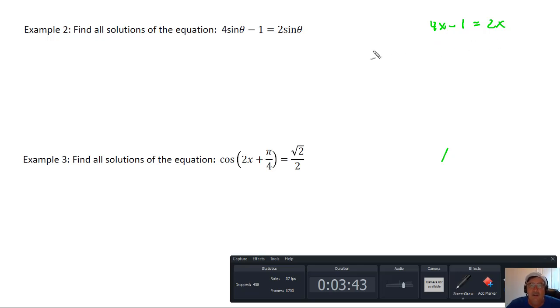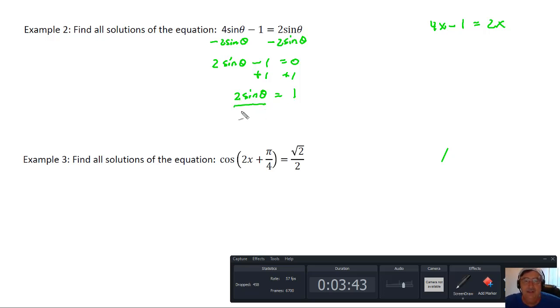So what we're going to do here is the same thing, but with a trig function. We're going to subtract 2 sine theta from both sides of the equation first, which will give us 2 sine theta minus 1 equals 0. And then go ahead and get all the numbers on the right side, just like we would do in algebra. That would give us 2 sine theta equals 1. Now, just like we're trying to get x by itself and solve for what x is, no numbers in front or anything, we are going to do the same thing here by dividing both sides by 2.